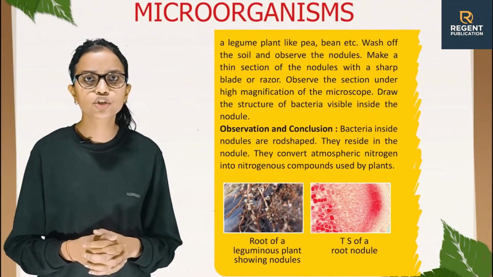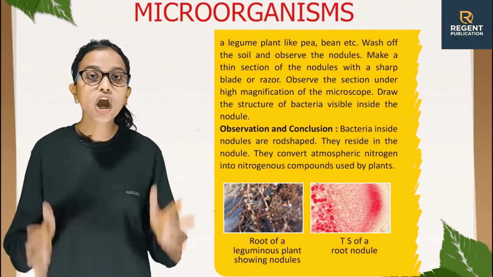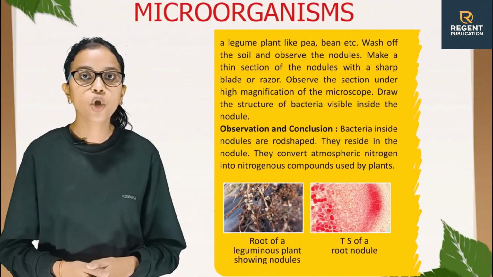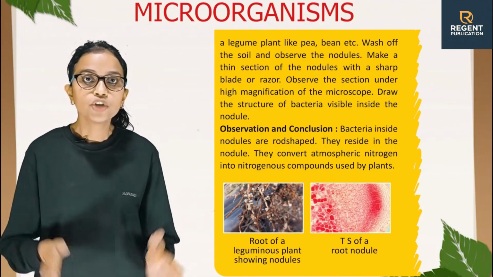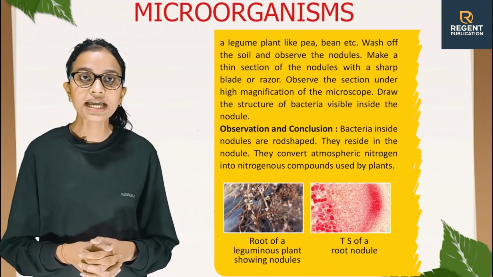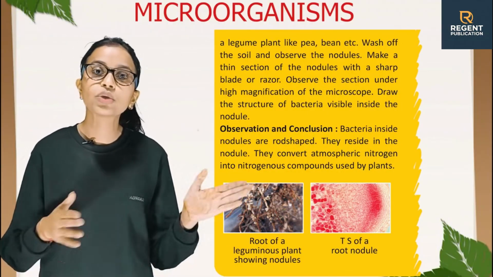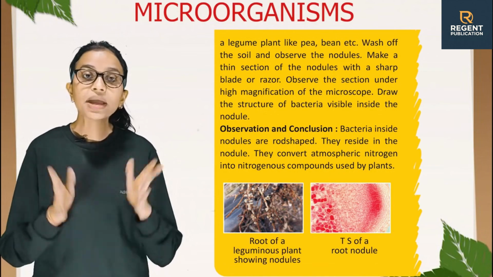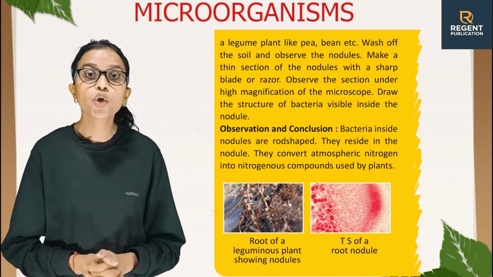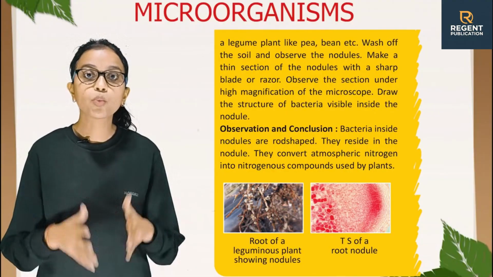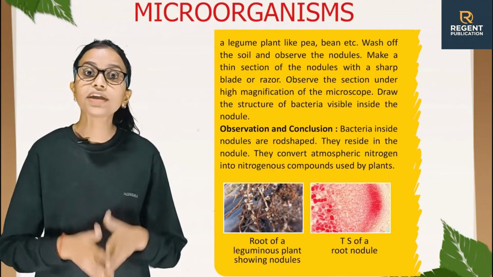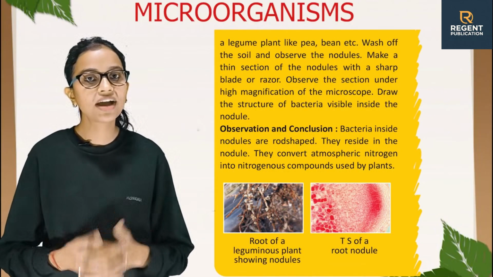Make a thin section of the nodules with a sharp blade or razor. Observe the section under high magnification of the microscope. Draw the structure of bacteria visible inside the nodule. Observation and conclusion. Bacteria inside nodules are rod-shaped. They reside in the nodule. They convert atmospheric nitrogen into nitrogenous compounds used by plants.